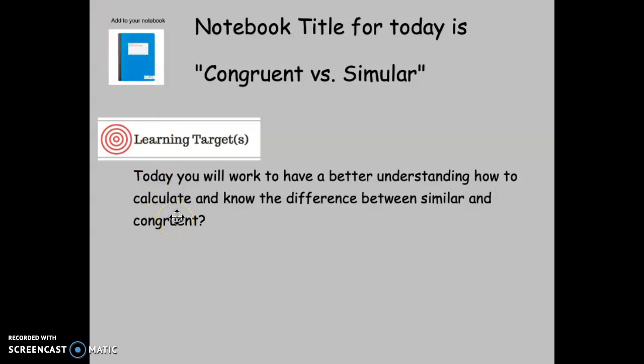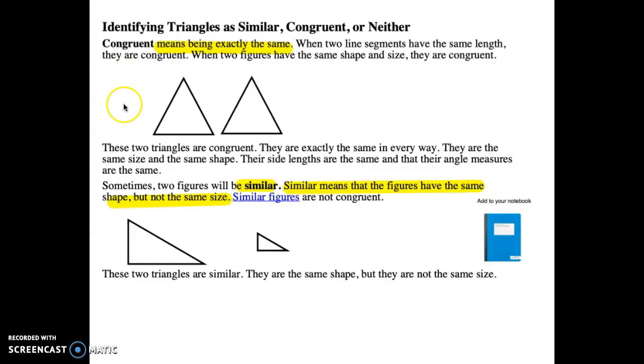And then our learning target: today you'll work to have a better understanding of how to calculate and know the difference between similar and congruent. Very cool. So I've highlighted a couple things here. That's pretty much all you're going to need to write down, the things that I've highlighted. But congruent means exactly the same.